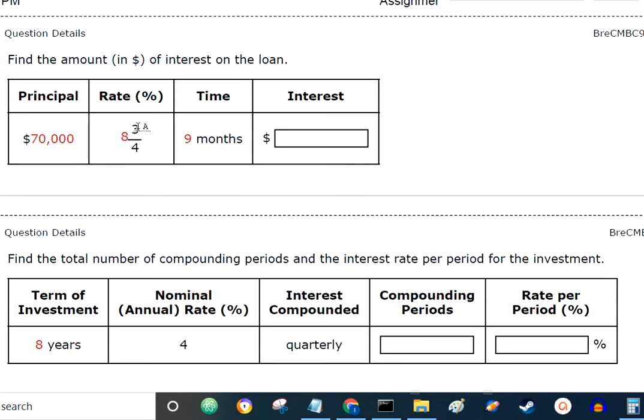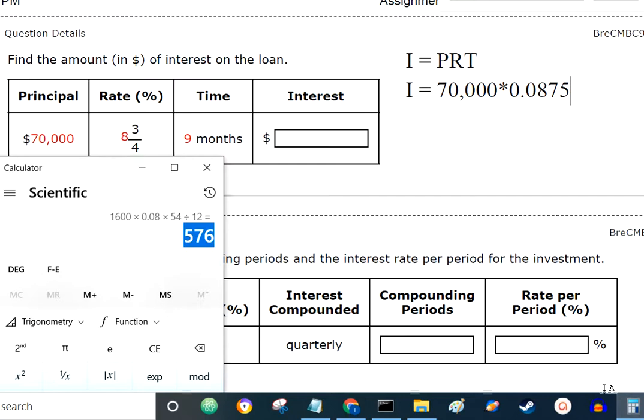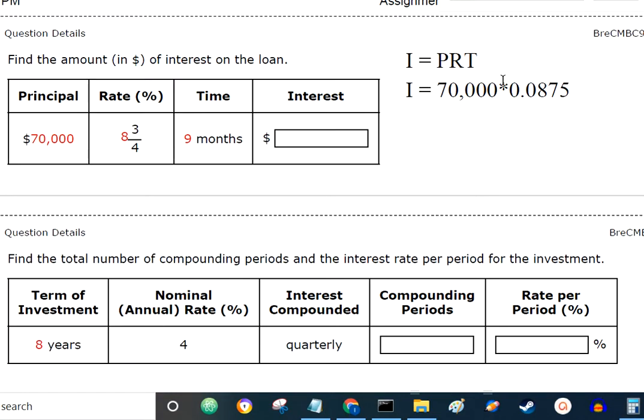Question 10, find the amount of interest on the loan. Same thing here. I equals PRT. So the interest is equal to the principal times the rate. Now look, 8 3/4. If you convert 3/4 to a decimal, do 3 divided by 4 in your calculator. That's 8.75. So 8.75% is 0.0875 as a decimal.